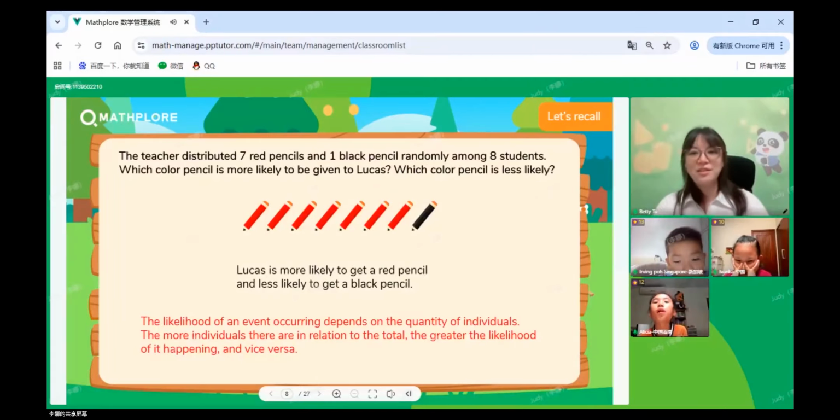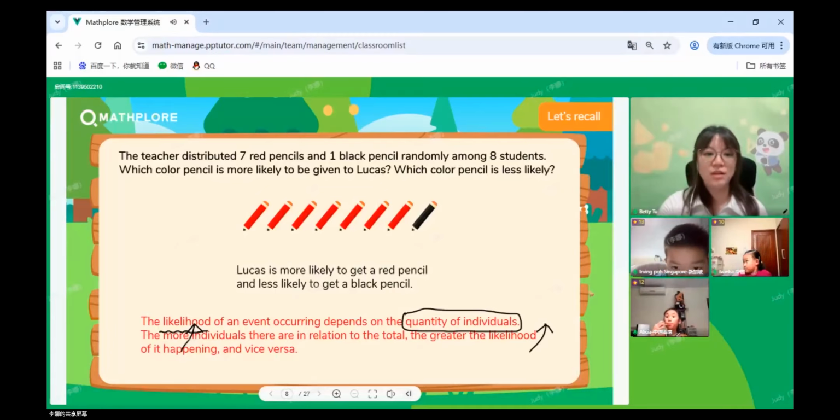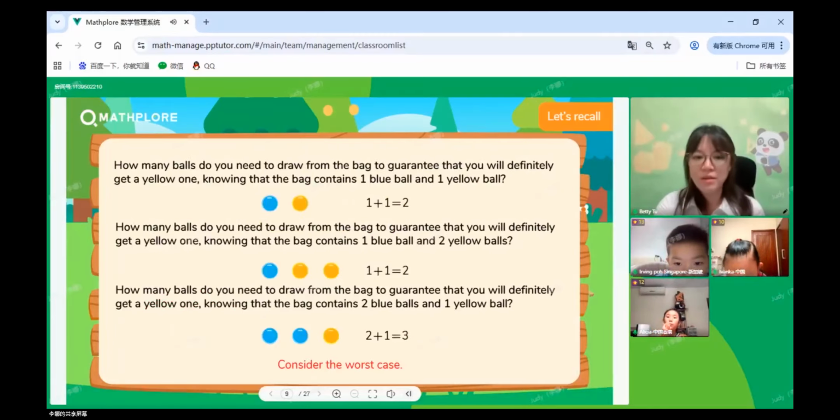So then we learned about the possibility, the likelihood. It relies on the quantity of the individual, okay? So if we have more individuals in the total number, it will have the greater likelihood. And vice versa.